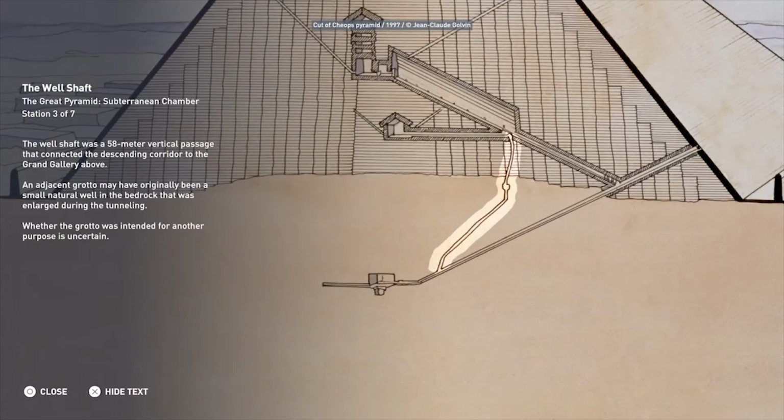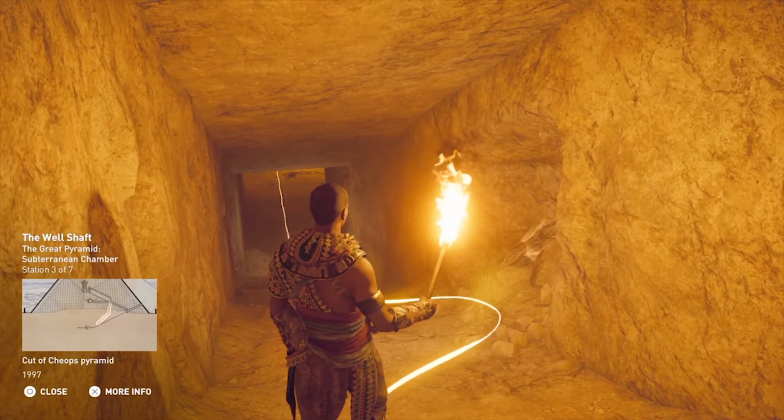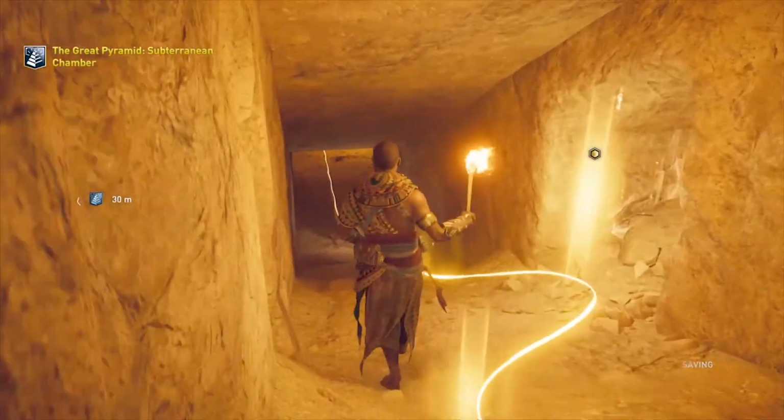The well shaft was a 58-meter vertical passage that connected the descending corridor to the grand gallery above. An adjacent grotto may have originally been a small natural well in the bedrock that was enlarged during the tunneling. Whether the grotto was intended for another purpose is uncertain.